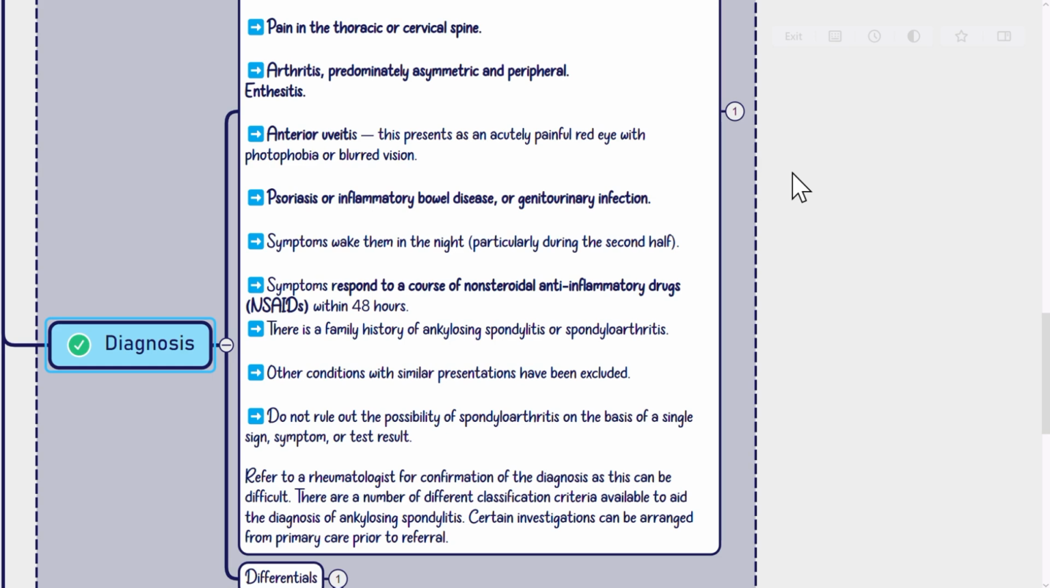Do not rule out the possibility of spondyloarthritis on the basis of a single sign, symptom, or test result. Refer to a rheumatologist for confirmation of the diagnosis, as this can be difficult. There are a number of different classification criteria available to aid the diagnosis of ankylosing spondylitis. Certain investigations can be arranged from primary care prior to referral.